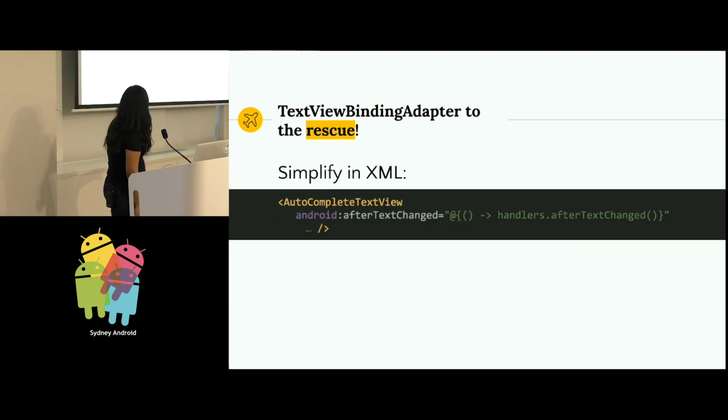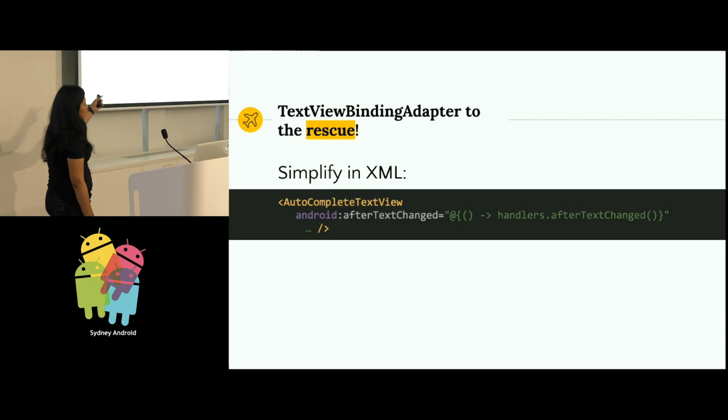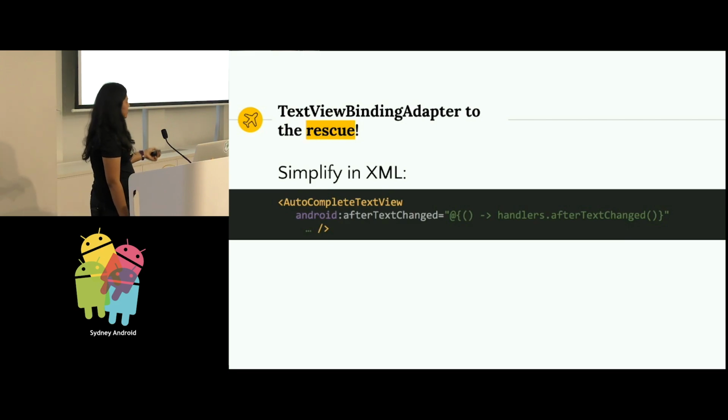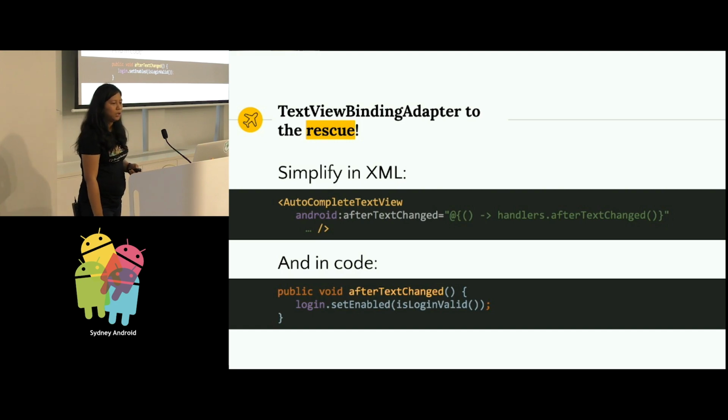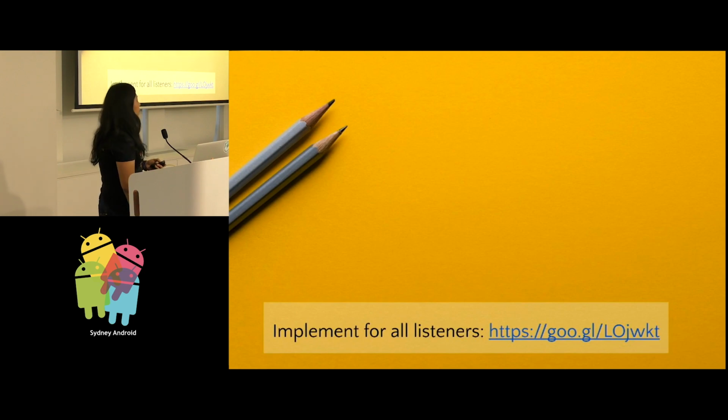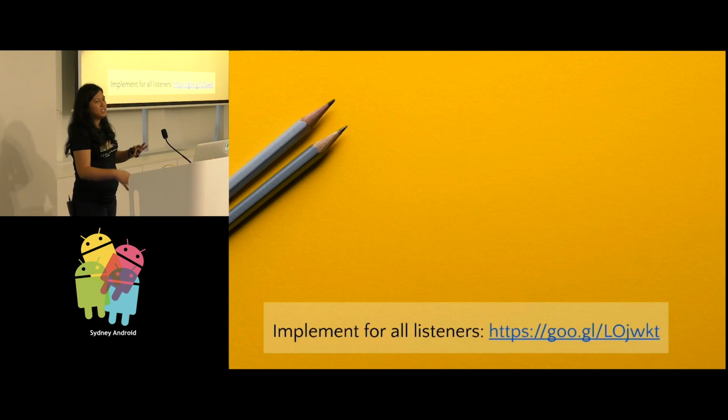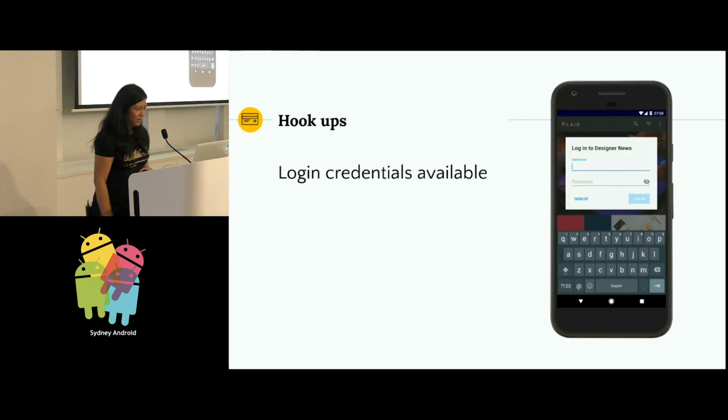Now in our XML file, we can just use android:afterTextChanged, and then in our code, delete everything and just have that. Which simplifies our code a lot and removes a lot of the boilerplate code that we really don't care about. I implemented it for all the listeners in that form, which is a lot, and this is the code where I do that.